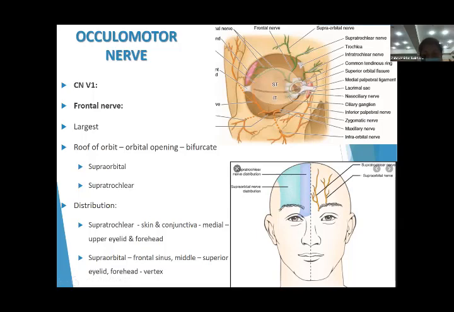The supraorbital supplies your frontal sinus. The middle part of the superior eyelid, the middle part of the upper eyelid, because the lateral part we have already had supplied by the lacrimal. Okay. Forehead up to the vertex. I told you the vertex is the highest point on the skull. So up to here the supratrochlear did it. This part was left. This is supplied by the supraorbital.